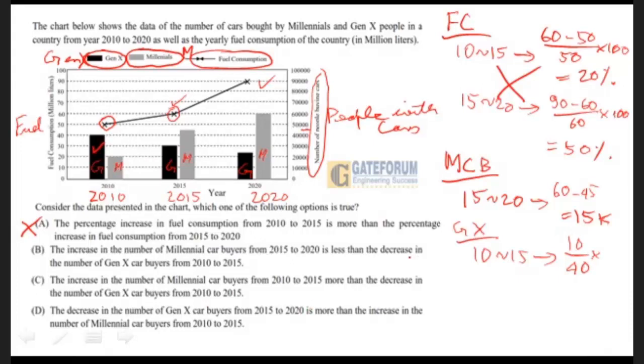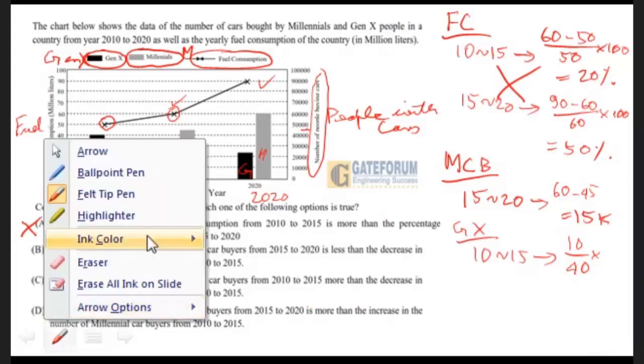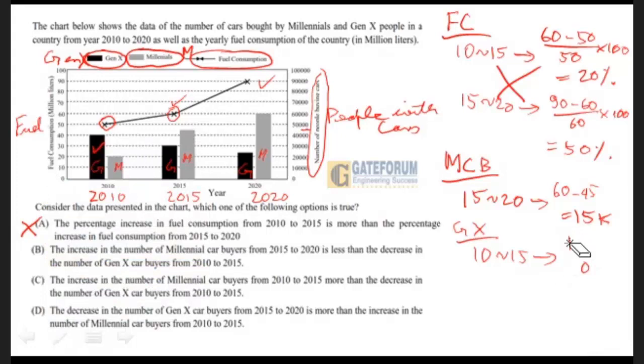Again, it is not percentage, it is number. So it is only 10K. 40 minus 30, that is 10K. So it has been said that the increase is less than the decrease. No, the increase is more than the decrease. So again, this is a wrong option.